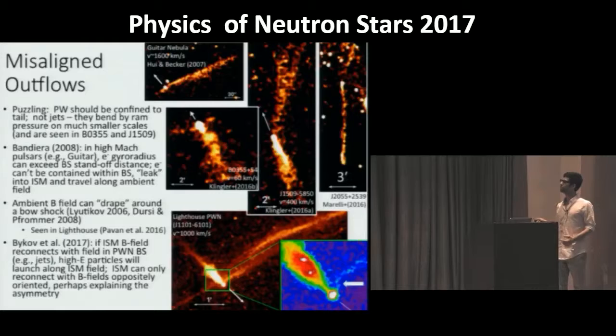And Bykov et al., to explain the asymmetry in these, has suggested that the interstellar magnetic field lines can reconnect with magnetic fields in the Pulsar Wind Nebula bow shock or jets, which will allow high-energy particles to be launched along the interstellar magnetic field direction. But because the ISM magnetic fields can only reconnect with the magnetic fields that are oppositely oriented with them, it explains why one side is highly favored over the other.